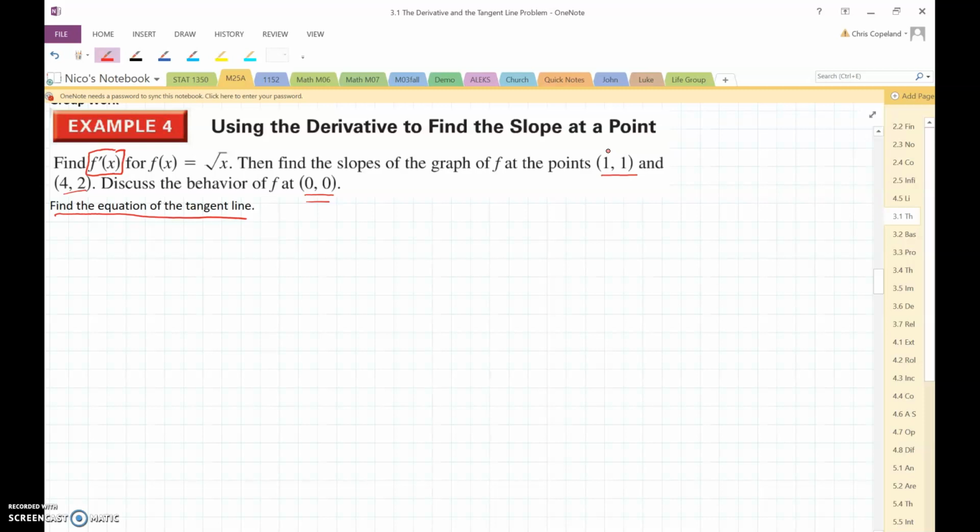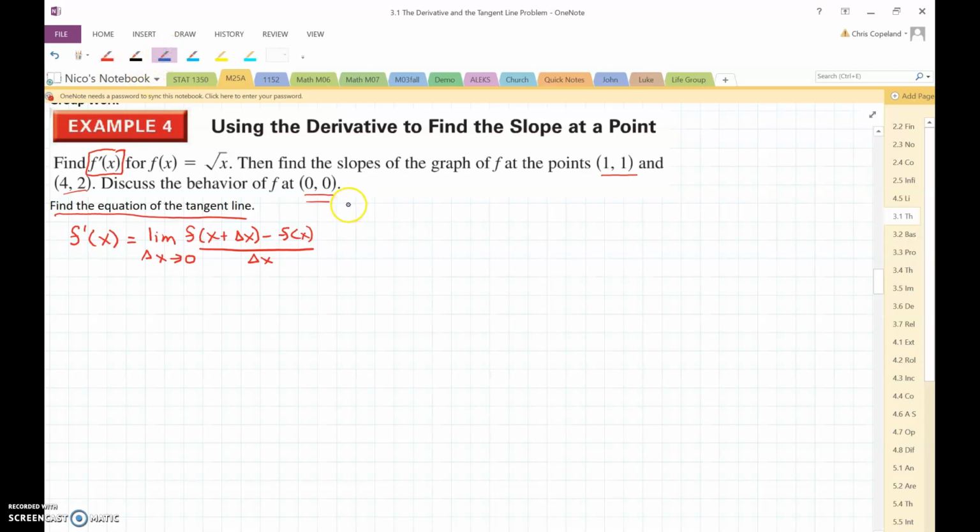So first of all, we have to start with finding the derivative. We know the definition of the derivative is the limit of f of x plus delta x minus f of x all over delta x as delta x goes to 0. So that's something you're definitely going to want to memorize.